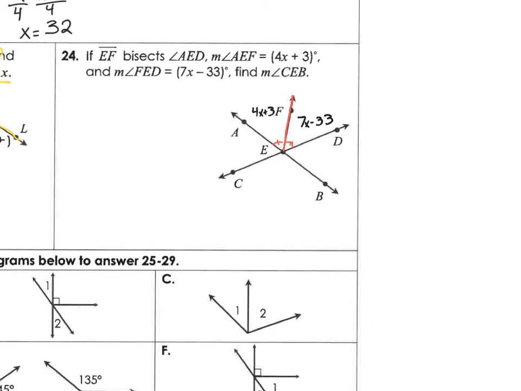How would I solve for x? 4x plus 3 equals 7x. And you're right, but why did we set them equal to each other? Right, because they bisect, so we know that they're equal. Well, they don't equal 90, but they're bisected, so we know that they're equal. Okay?